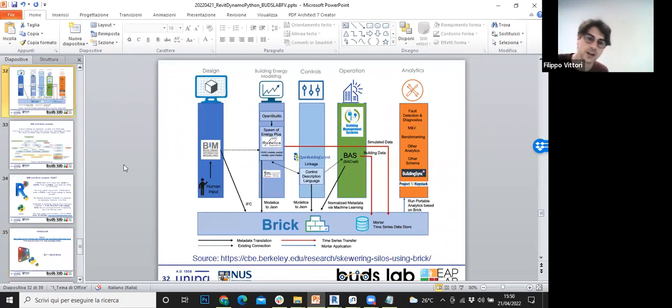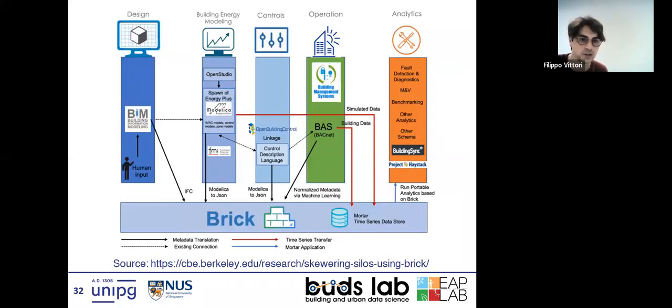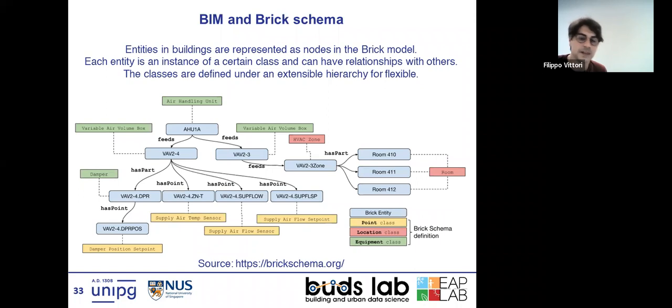We are working on this kind of relation because Brick wants to talk to every phase of the building's life, and this arrow here is quite unexplored right now. So we are trying to find a possible way to convert a BIM model to Brick schema. As you can see, Brick is very similar to a neural network in a very simplified way. Sorry, Chuanfu, you will explain it in a better way.